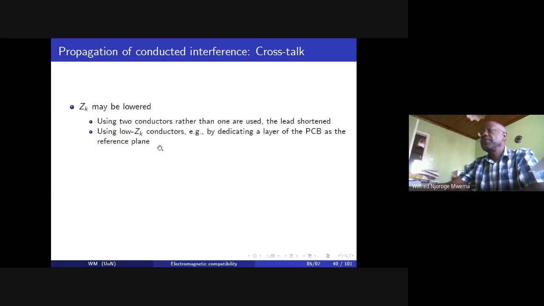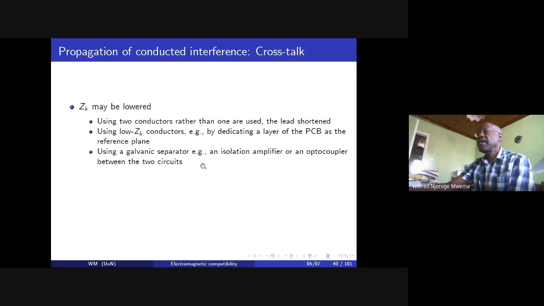Two, we can use low value or low Zk conductors, e.g., by dedicating a layer of the PCB as a reference plane. How do we get a low Zk? By making sure that the conductor we use for the ground has a much larger cross section than the signal conductors. Then we shall be reducing the value of the impedance of those conductors, so to speak.